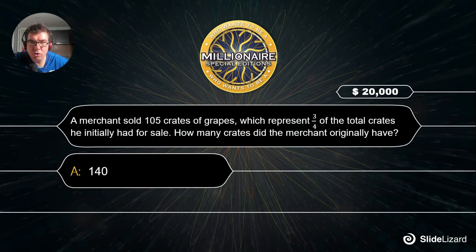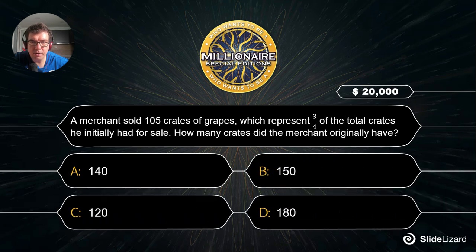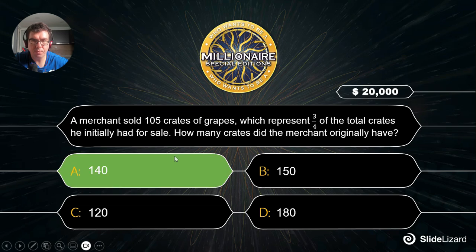A merchant sold 105 crates of grapes, which represent 3/4 of the total crates he initially had for sale. How many crates did the merchant originally have? Is it 140, 150, 120 or 180? 5 seconds. Okay, did you get A, 140?